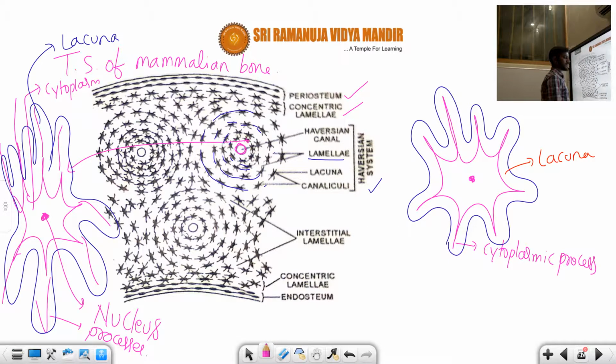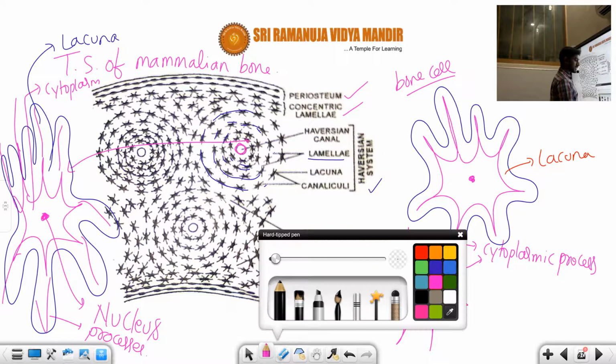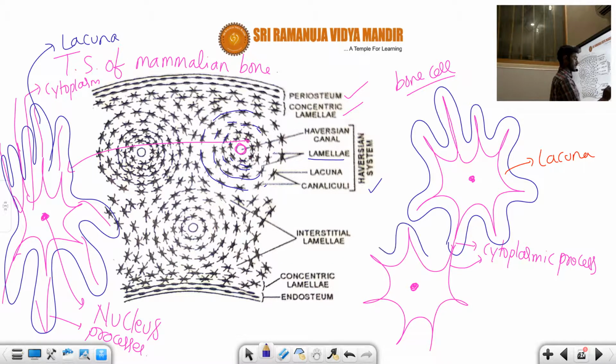And coming to the next, this is one bone cell, and it makes an association with the other bone cell like this. Now you can see, students, this is also the cytoplasmic process of the other bone cell, and this is also present in another lacuna. Now we can see this part, I'm talking about this part. What is this one?